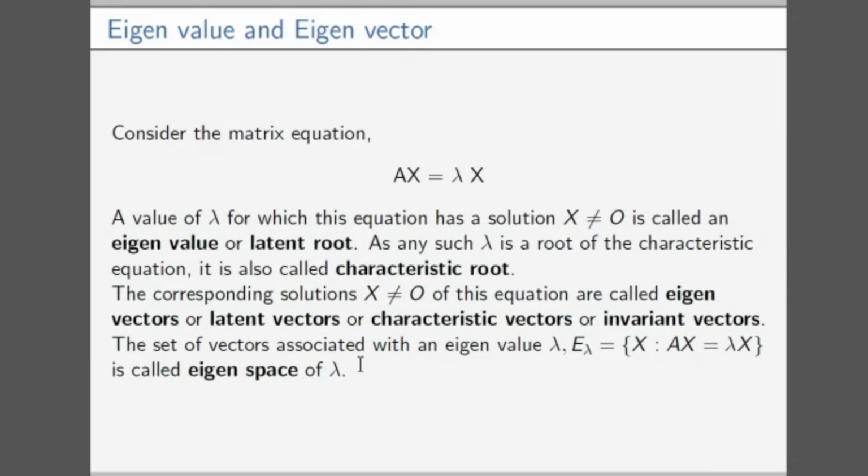And such x are called the eigenvectors or latent vectors or characteristic vectors, invariant vectors. It has so many names. Usually we call it the eigenvector or characteristic vector. So it's not compulsory that corresponding to an eigenvalue, there should only be one eigenvector. It can have more than one eigenvector associated with it. So when we are taking the collection of such vectors, that is the set of all x such that Ax equals lambda x for some fixed lambda, it is called the eigenspace of the eigenvalue lambda.